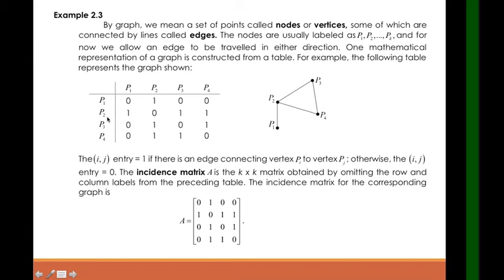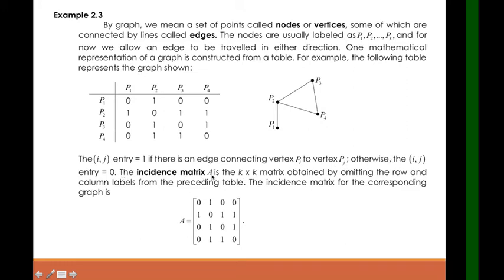P sub 2 and P sub 1, one line. P sub 2 and P sub 2, that's 0. P sub 3 and P sub 2, that's equal to 1. And P sub 2 and P sub 4, that's 1 also. For P sub 3, we have 0, 1, 0, 1, and P sub 4 is 0, 1, 1, 0. So the ij entry is equal to 1 if there is an edge connecting vertex P sub i to vertex P sub j. Otherwise, the ij entry is equal to 0.